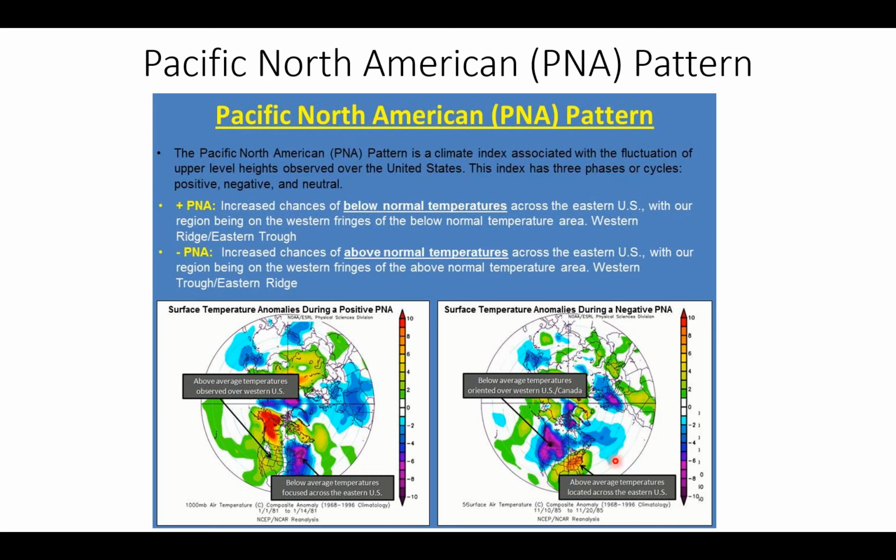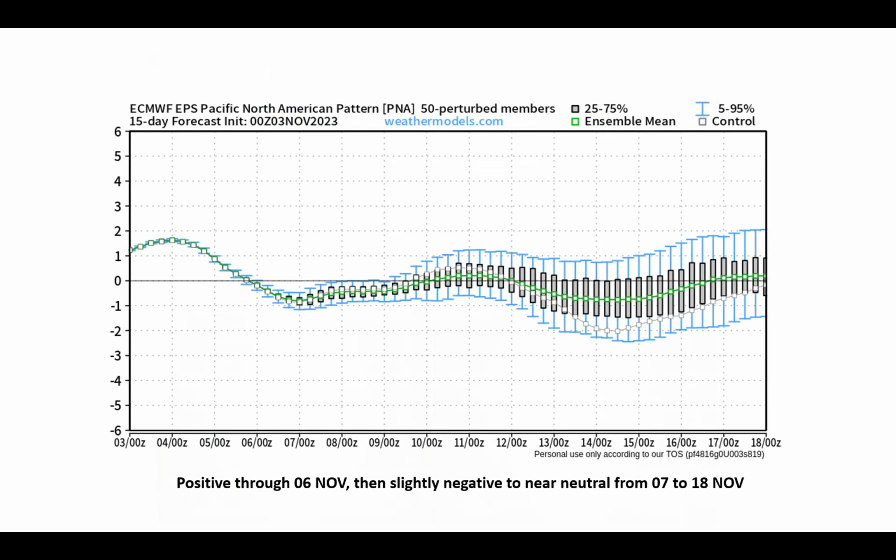And downstream from that, with a negative PNA, you get a ridge configuration into the southeast and mid-Atlantic and drier and warmer than normal conditions. Let's take a look at the forecast.